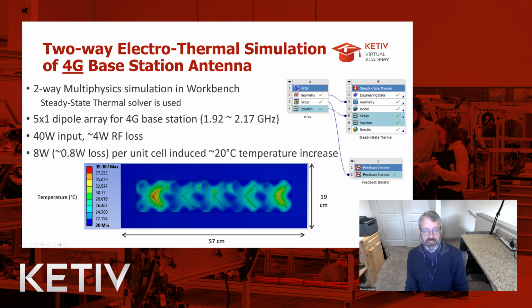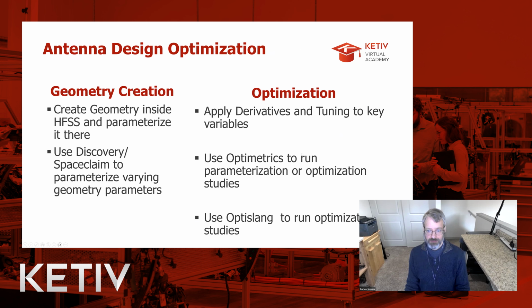So this is an example of two-way electrothermal simulation of a 4G base station antenna. There are a couple of different methods to do this. We can do it within Workbench with this feedback integrator for doing these kinds of solves. We can also do some of this within AEDT, where we have, say, IcePak as our thermal solver. So there are some different choices in terms of what kind of thermal solve you want to do and how you want to connect these things. If you get to these kinds of analyses, please do just email support@ketiv.com. We'll be able to help you decide which way to go and why when you get to the multiphysics side.